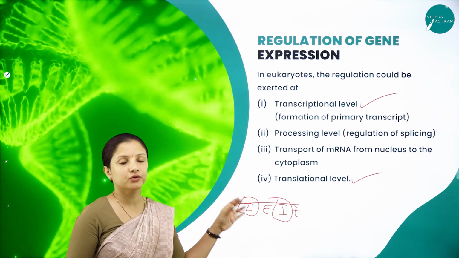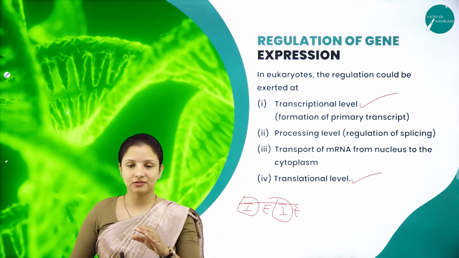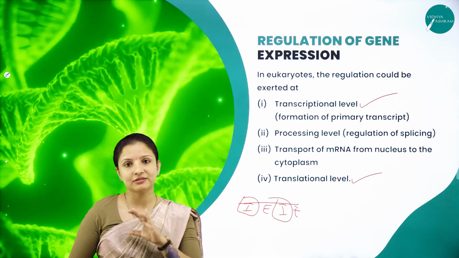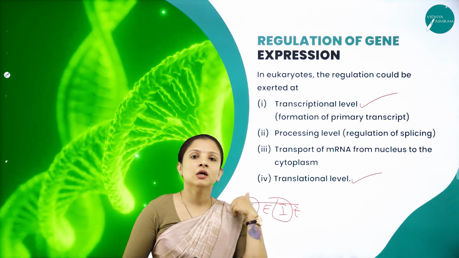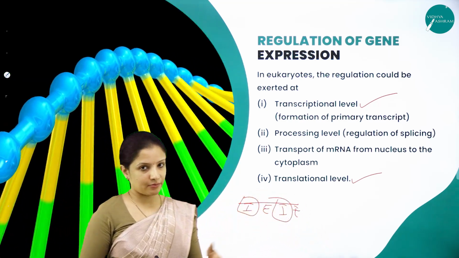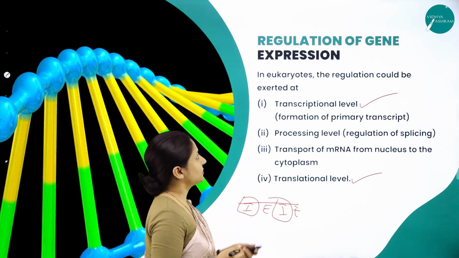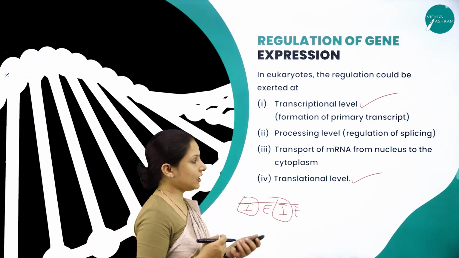I've told you how the reading of the mRNA strand takes place with the help of the tRNA as well as the ribosome. So, all these four steps are involved during the regulation of gene expression.